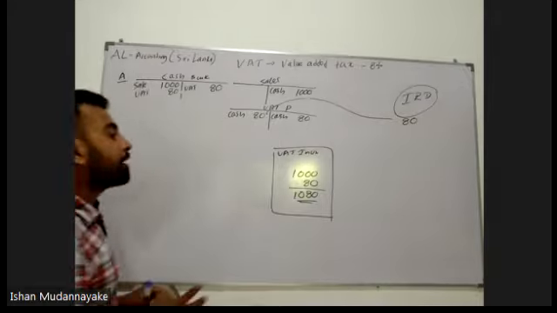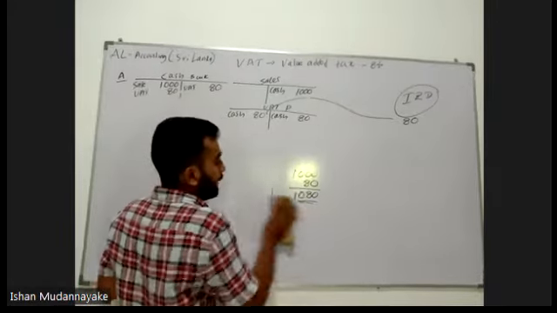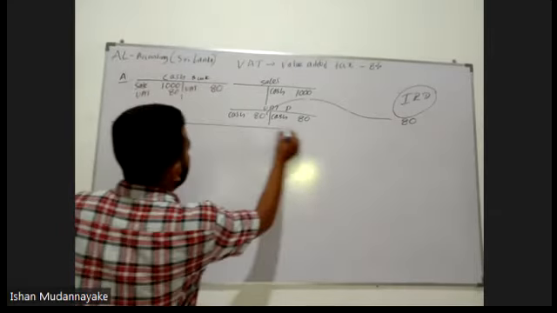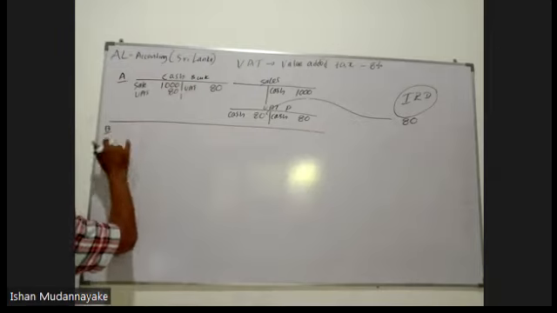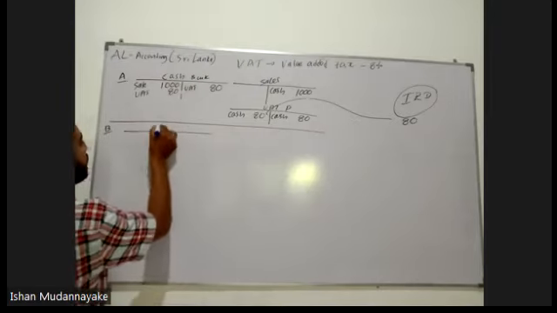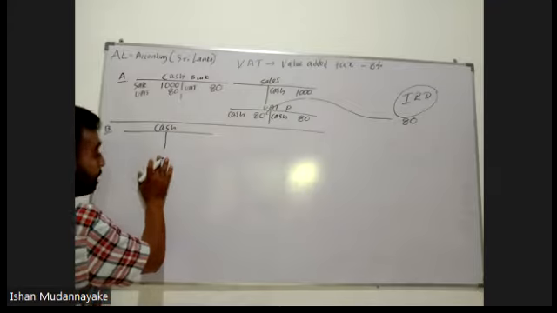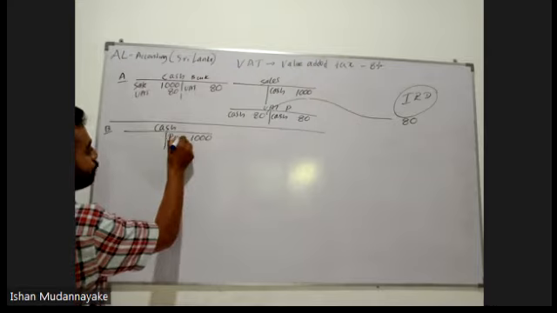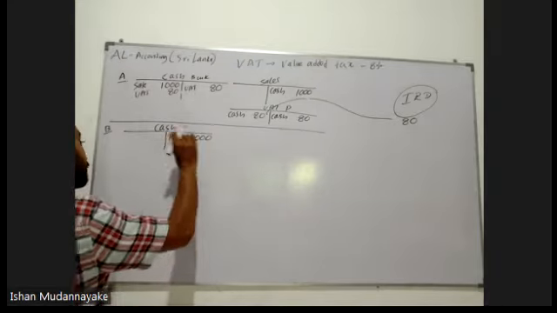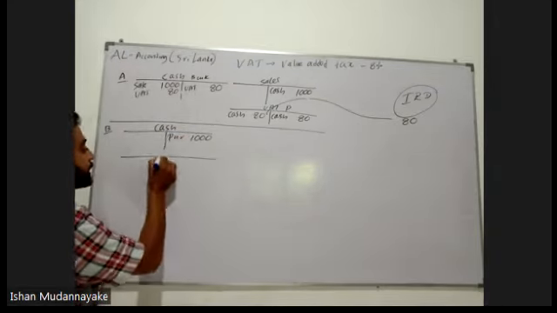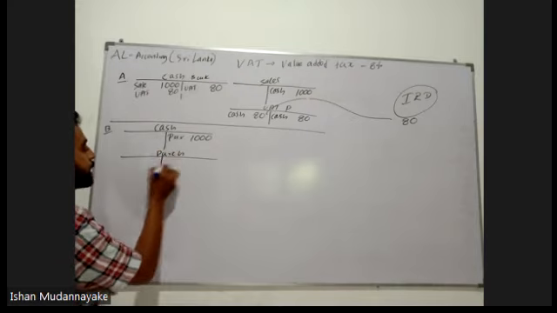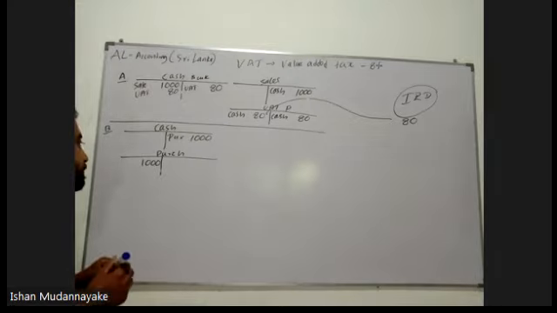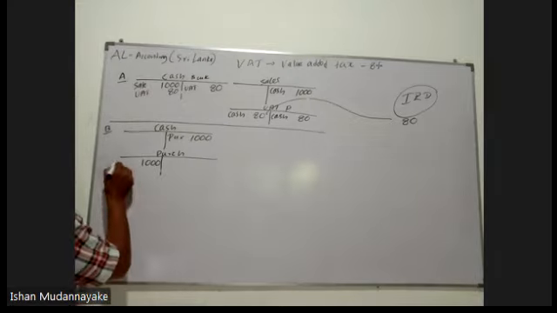Company B, right. Company B received the invoice from company A. Company B prepares accounts like this. Cash book, cash. Company B paid 1000 to company A to purchase the product. So cash book credit 1000 and then purchase account debit 1000.